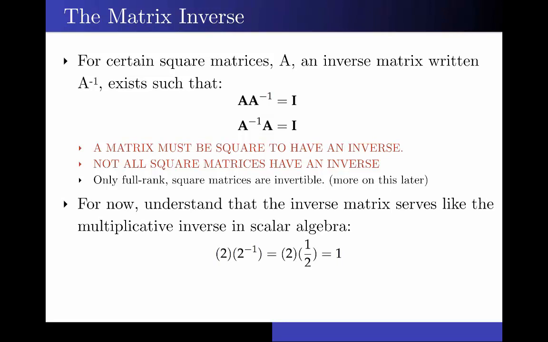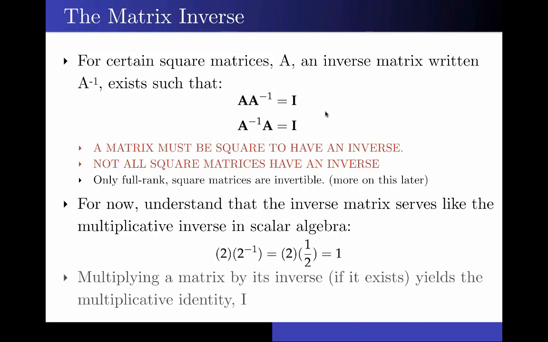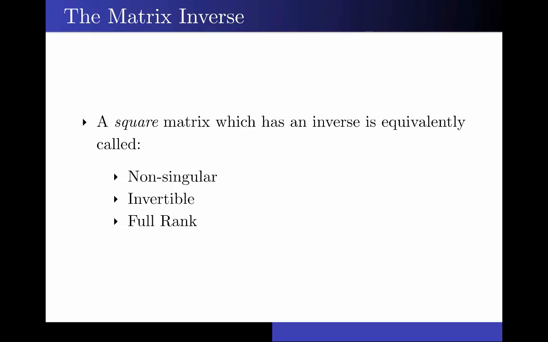For now, what I want you to understand is that the inverse matrix serves like the multiplicative inverse in scalar algebra. Now, you may or may not remember in high school learning this notation for the reciprocal. So 2 times the inverse of 2, or the reciprocal of 2, is equal to 1. This number, 1/2, is the inverse of 2, because when you multiply 2 times its inverse, you get the multiplicative identity. And that's the same thing that's happening here. When I multiply a matrix by its inverse, I get the multiplicative identity. Just some terminology. A square matrix which has an inverse is equivalently called either non-singular or invertible or full rank.